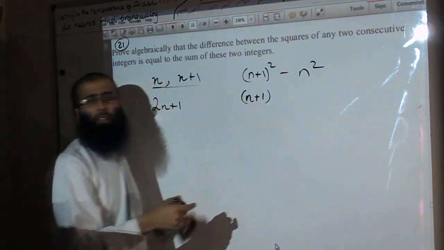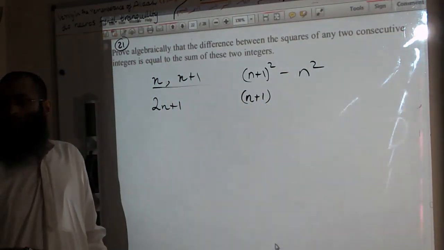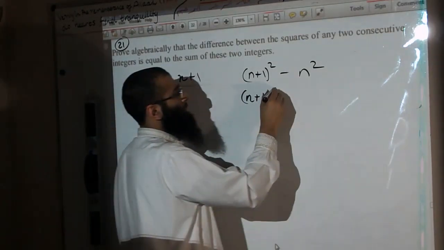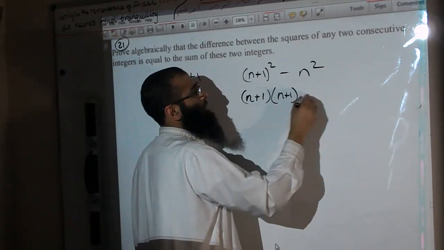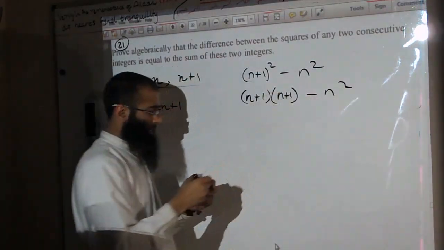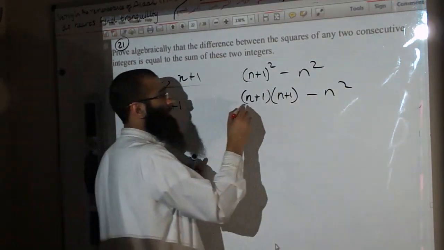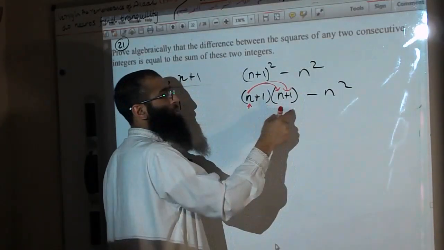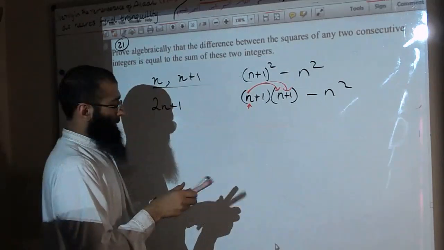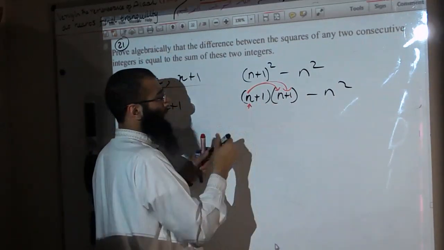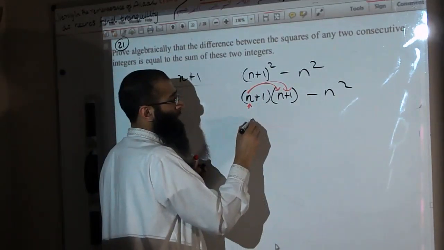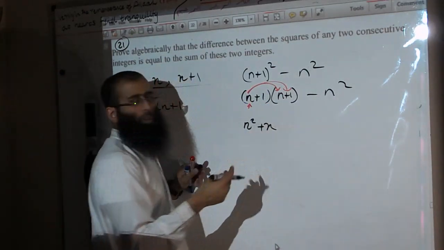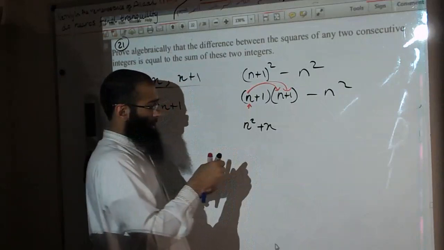So n plus 1 squared means what? It means n plus 1 times by n plus 1, minus n squared. Let's multiply this bracket. We start with the first element here, n, and we multiply by each of the other two elements. So what do we have now? N times by n is n squared. N times by plus 1 is plus 1n, or just plus n. Okay. Plus n again.